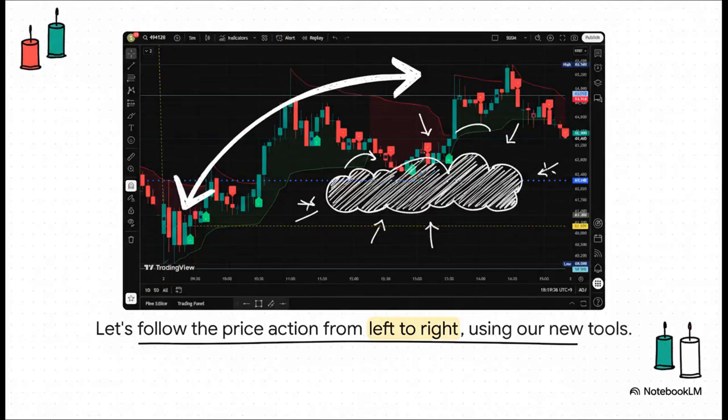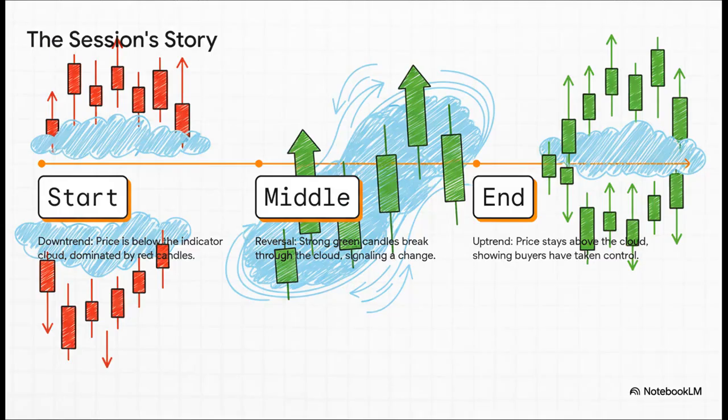We're just going to read this thing like you'd read a book from left to right. And what you really want to pay attention to is how those candles interact with that colorful cloud. That's our indicator. That relationship right there, that's the key to the whole story. And here it is, the story in 3 acts. Act 1 at the beginning. See how most of the candles are red and they're trading below that indicator cloud? That's a clear downtrend. The sellers are totally in charge.